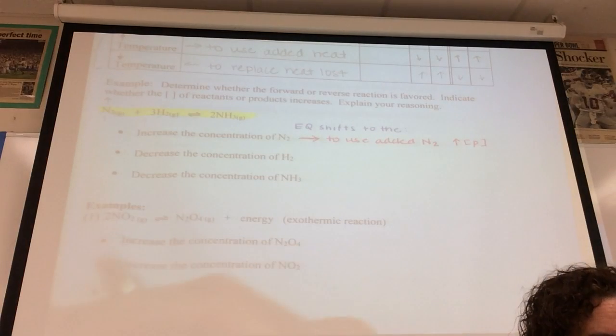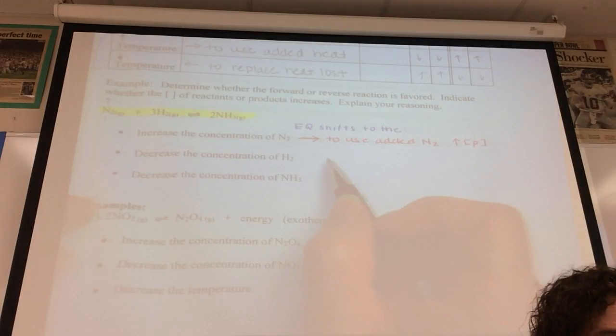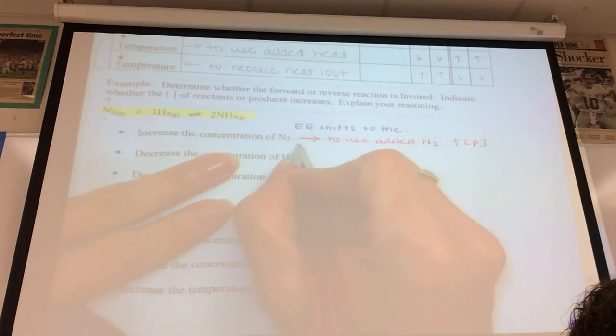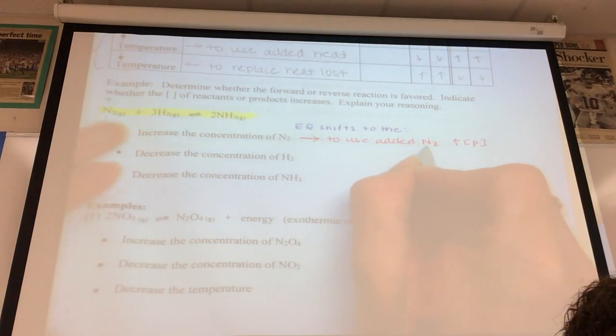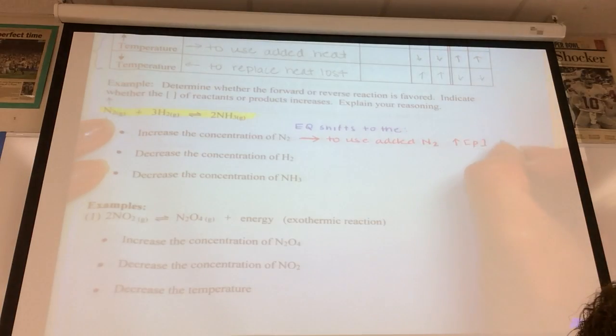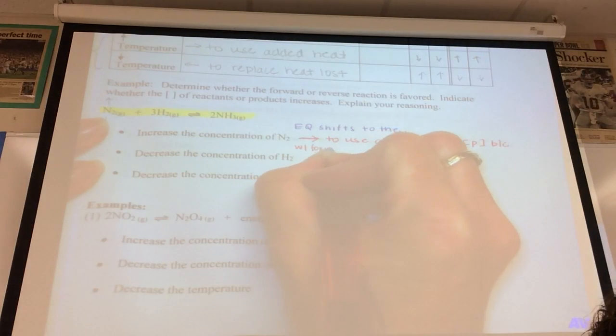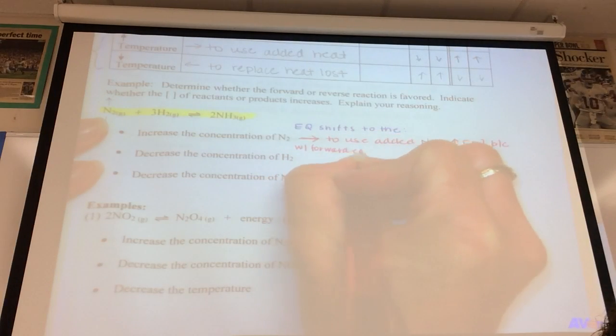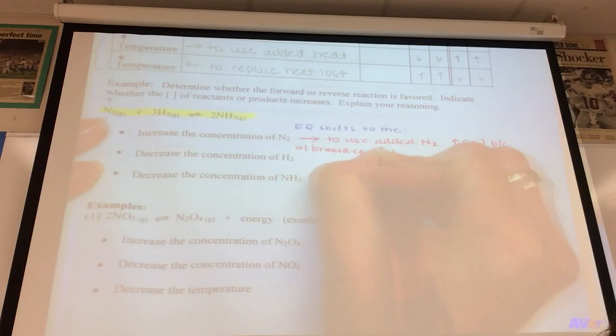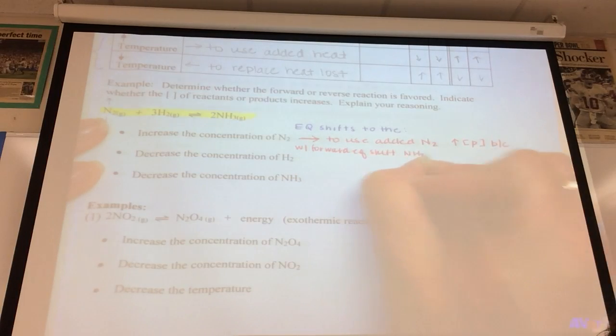It depends where the explanation is coming in, so let's write it in. So we're going to shift in the forward direction to use added nitrogen gas. We're going to increase product concentration because with forward equilibrium shift, NH3 gets generated.